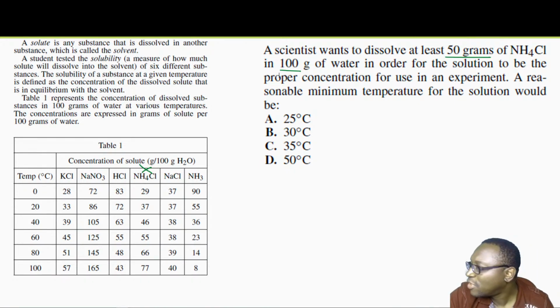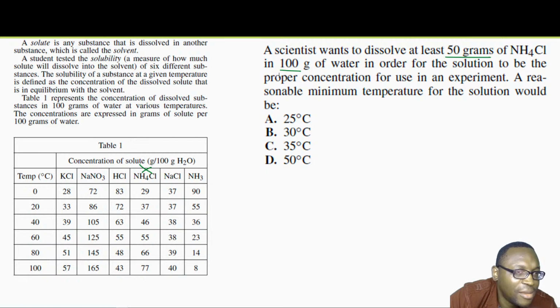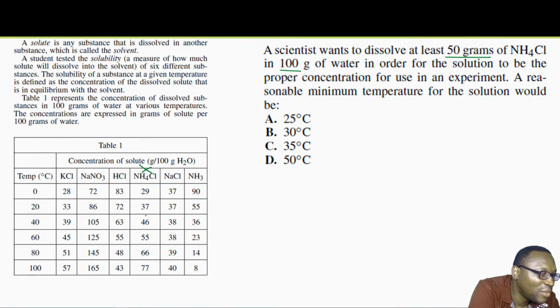Okay, so do we have an answer? A simple hint for you here is to look at the column with NH4Cl and take an estimate. Look at 50 grams, we're looking for 50. So you're looking for where 50 would fall in. Just look around here and ask yourself, for each of these temperatures, could you get about 50 grams per 100 grams of water? That's all you're going to look for.